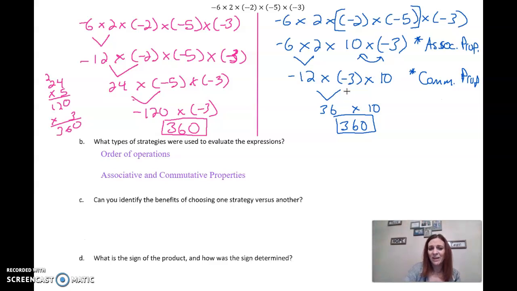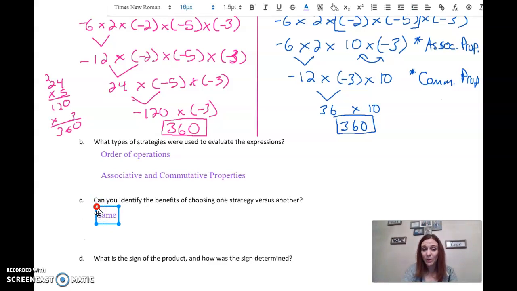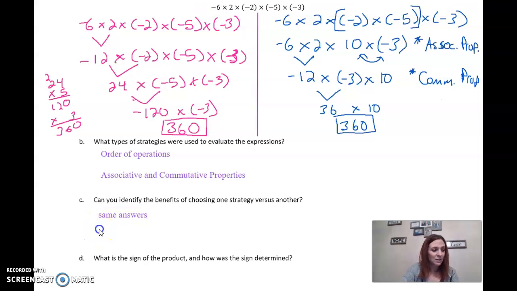It says, can you identify the benefits of choosing one strategy over another? Well, we get the same answer either way, right? So that doesn't really matter. But one of them is going to be better with mental math.